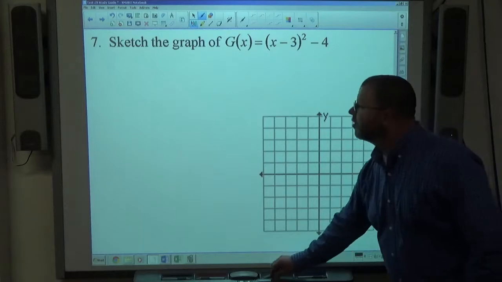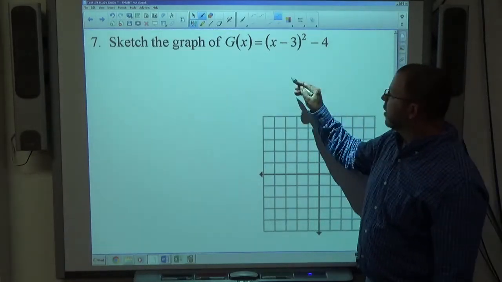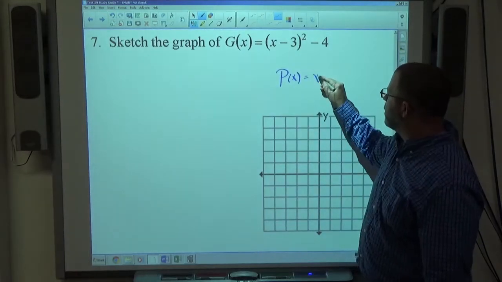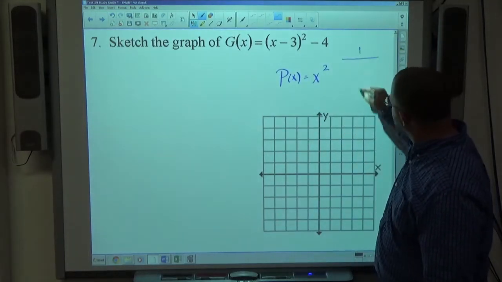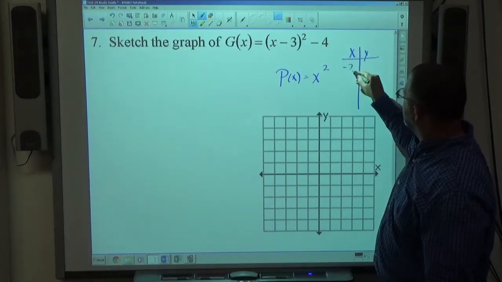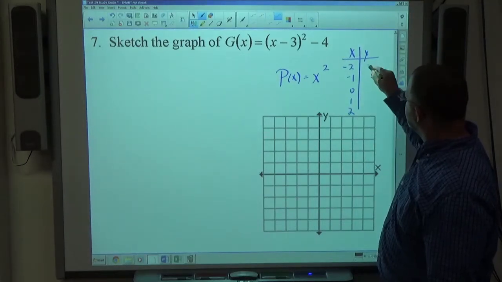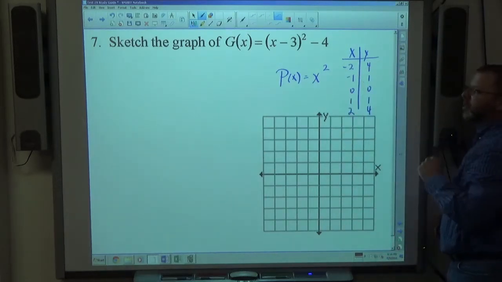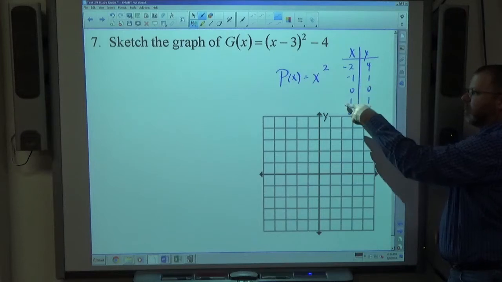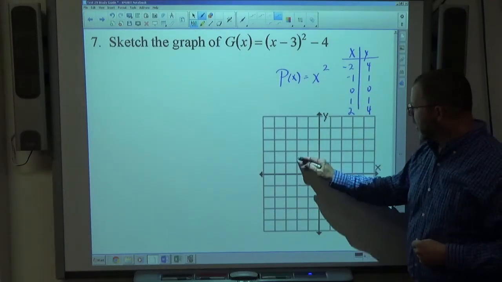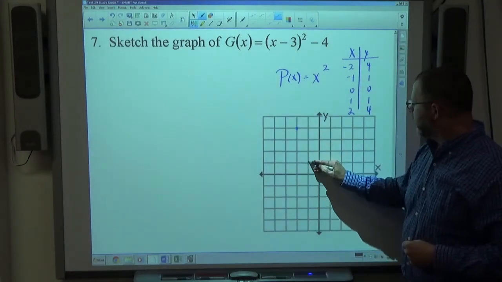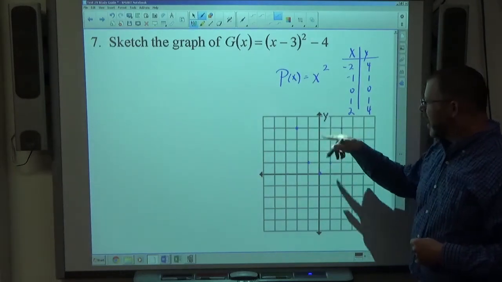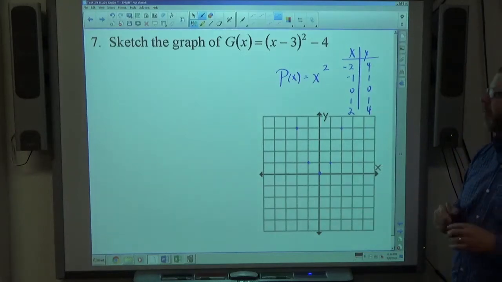Number 7, sketching a graph. First thing I want to do is consider the parent graph. So let's just say P of x is the parent graph. I see something squared, so the parent graph is x squared. And our chart for x squared is -2, -1, 0, 1, 2. We square everything. Everything squared, whether it's negative or positive, is positive. So positive 4, positive 1, 0, positive 1, positive 4. So my parent graph: -2, 4; -1, 1; 0, 0; 1, 1; and 2, 4. Don't connect the dots in the parent graph. We just need those dots to help us graph the actual graph.